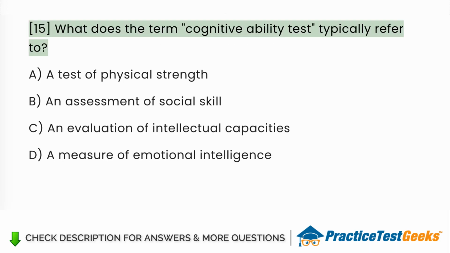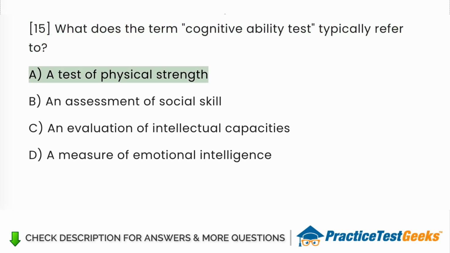What does the term cognitive ability test typically refer to? A. A test of physical strength. B. An assessment of social skill. C. An evaluation of intellectual capacities. D. A measure of emotional intelligence.